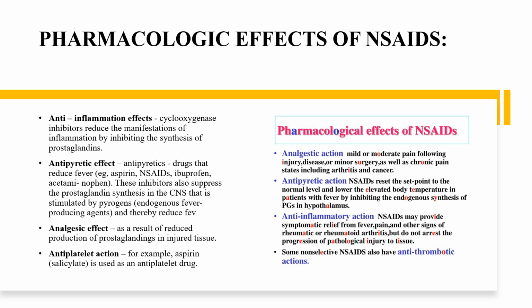Now coming to the pharmacological effects of the NSAIDs. If you know the mechanism of action of these drugs, you should be able to guess the effects of these NSAIDs. First is the anti-inflammatory effect, by the inhibition of the synthesis of the prostaglandins. Second is the antipyretic effect, by inhibiting the fever-producing substances, endogenous fever-producing agents.